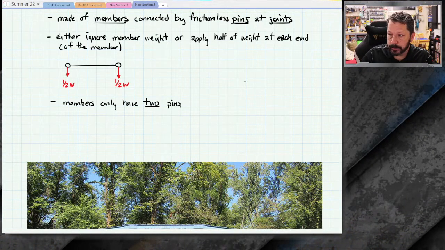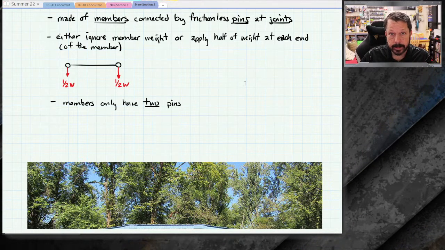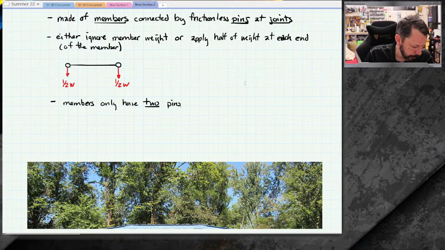Now, like I said, we're going to do a thing called frames and machines later on, where that's not true, and that's going to be one of the distinctions between trusses and frames and machines.